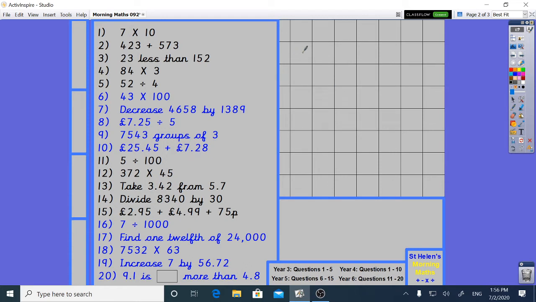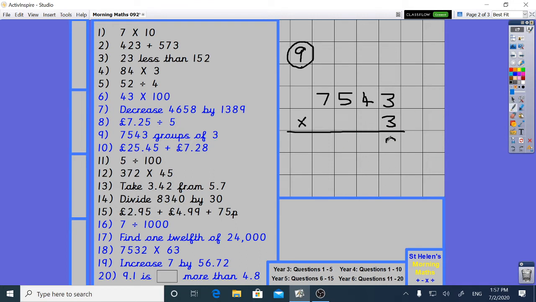Question 9. 7,543 groups of 3. Groups of is times. 7,543 times 3. This is a typical year 4 question. This is what you should be able to do in year 4 with your standard method or grid method. Standard method first. I think I'll do grid method after.